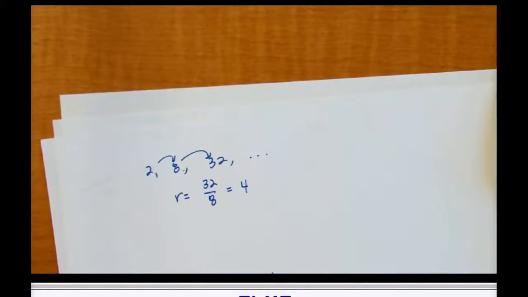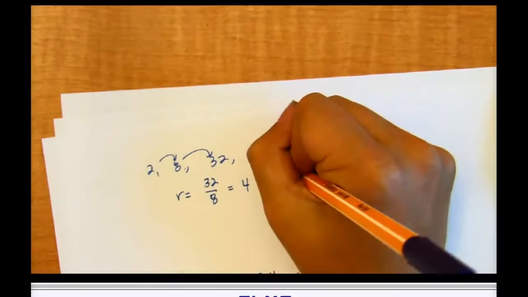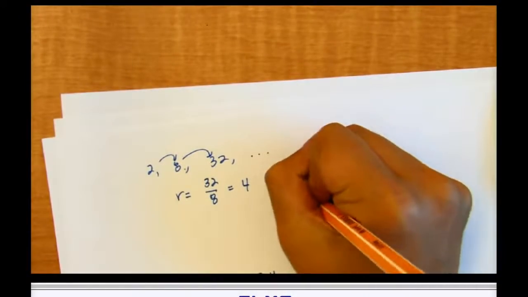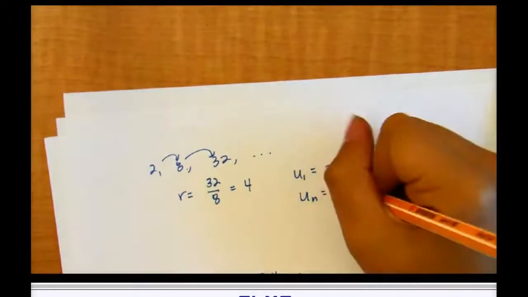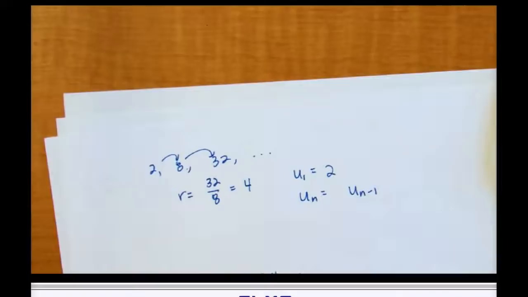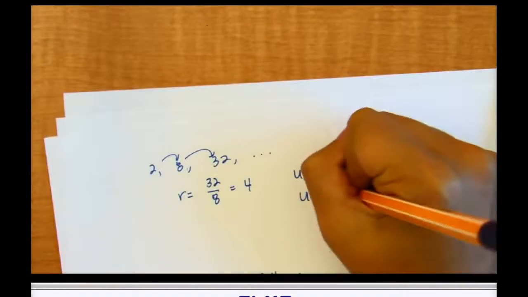When I'm writing my recursive sequence, this should become pretty easy at this point. I need to list my u(1) and u(n). My first term in this sequence is 2. And then with u(n), I'm taking u(n) minus 1 on the other side. Because I'm multiplying from term to term, I'm going to take u(n) minus 1 and multiply it by 4.